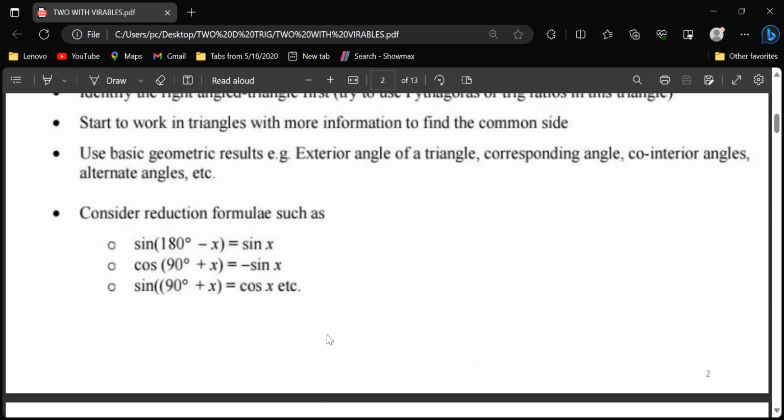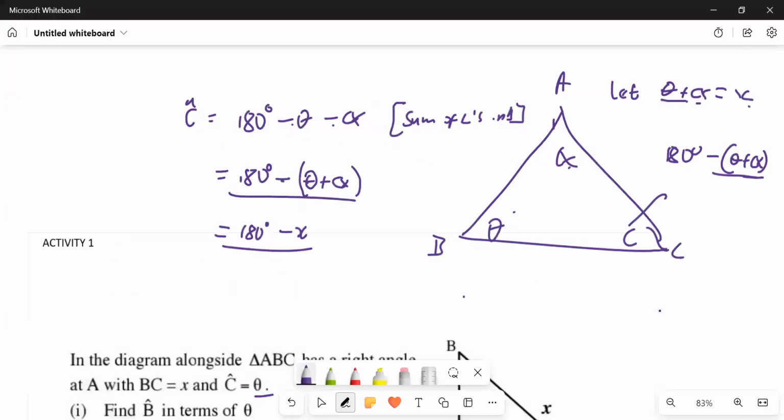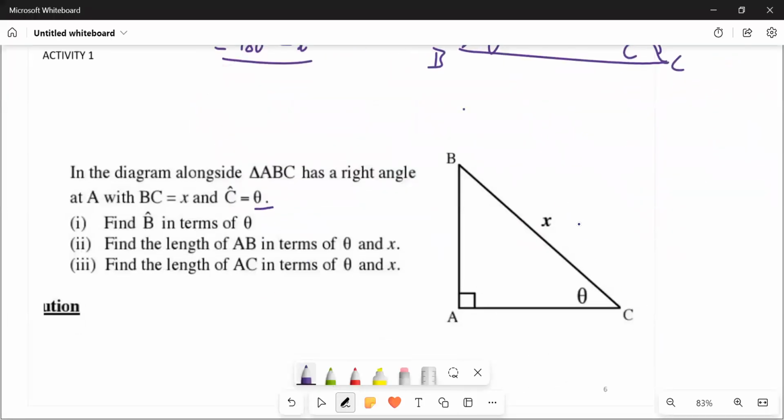Don't use x, use any other alphabet. Use P, because x is usually used on the diagram. So you can use any other alphabet except x, because especially if you look at this diagram, it already has x here. So it might be a little bit confusing for you.